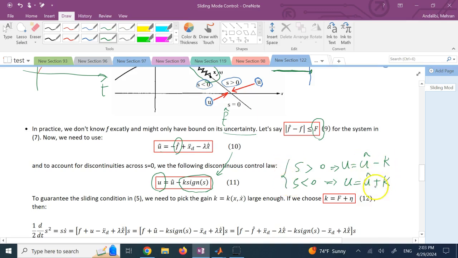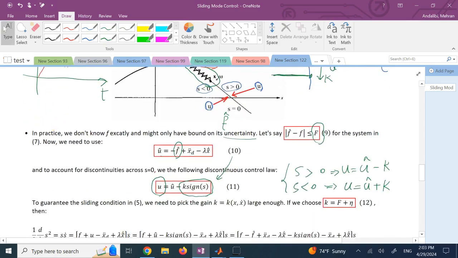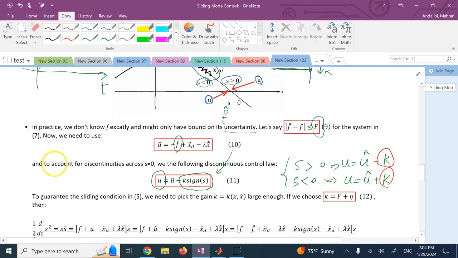You see that? So now I have this discontinuity here. If the average signal is like u hat, then this is like plus and minus k. So clearly I have this discontinuity now. The question is, how would you pick this k such that we assure this sliding condition is satisfied? Can we pick just any k? The answer is no. This k needs to have some condition for the sliding condition to be satisfied. What is it? Let's find out.